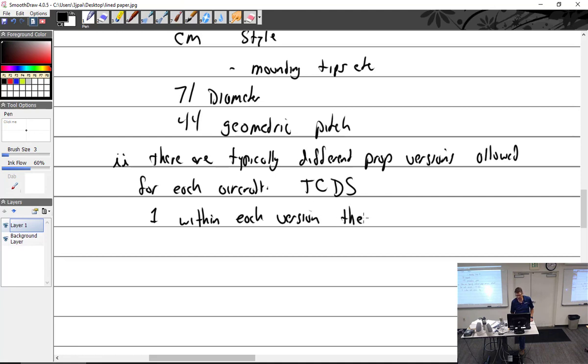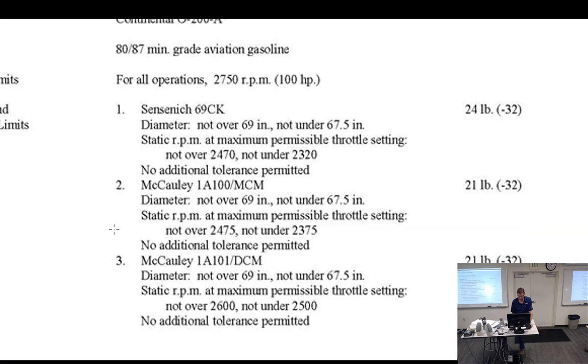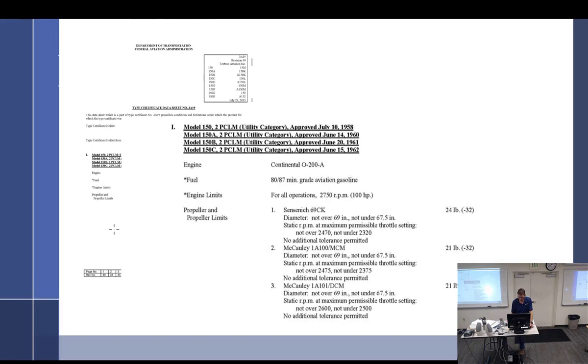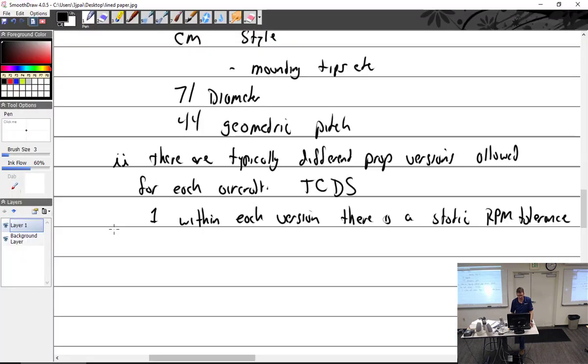There is a static RPM tolerance. And remember, we're talking strictly about fixed pitch propellers. This does not count for any other propeller. Ground adjustable, adjustable, pilot adjustable, constant speed, throw all that out. The only thing that would stand true with all of this is the type certificate data sheet will tell you what prop you can put on it.